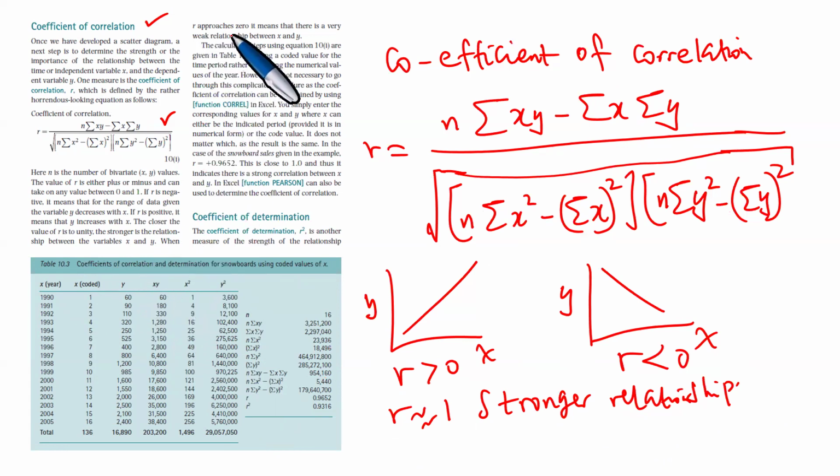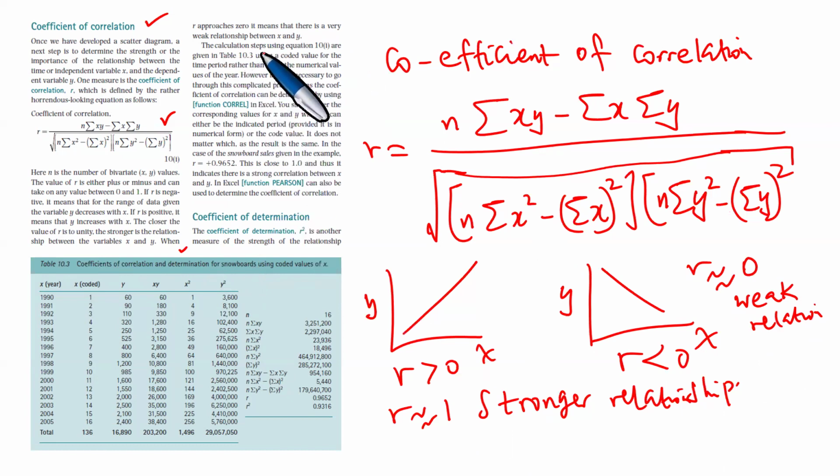When R approaches 0, it means that there is a very weak relationship between x and y. So R is approximately 0, you have a weak relationship. At 1, you have a stronger one. Obviously, I know that this has been seen at school.